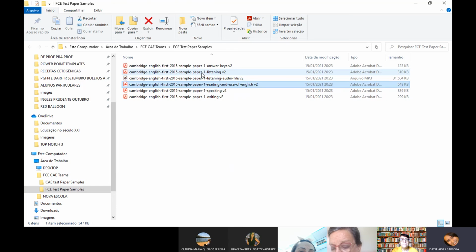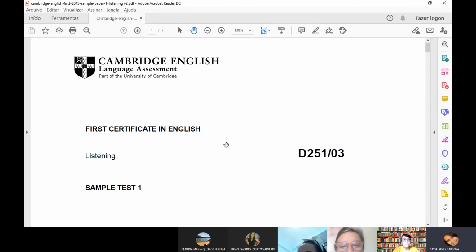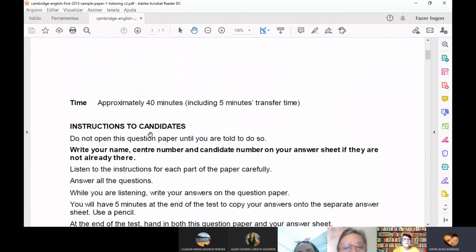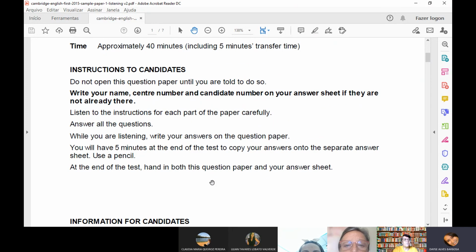Listening, the sample. So here, it's sample test 1, listening. It lasts approximately 40 minutes, including the 5 minutes transfer time. What is the transfer time? At the end, remember that I said, you see the information is quite the same. It's the same here, 5 minutes at the end of the test to copy your answers onto the separate answer sheet, use a pencil, always a pencil.